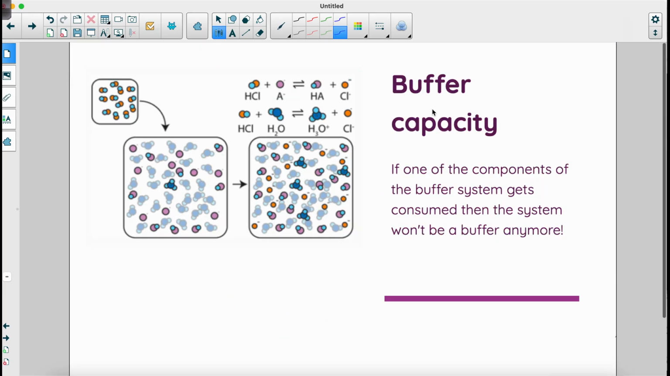The other aspect is buffer capacity. If one of the components gets used up or consumed, then the system won't be a buffer anymore, because you need both components. Remember, I gave the example of paper towels and sponges to clean up messes. Same thing. We have the conjugate base and the weak acid. If one of those gets consumed, the system will no longer be a buffer.